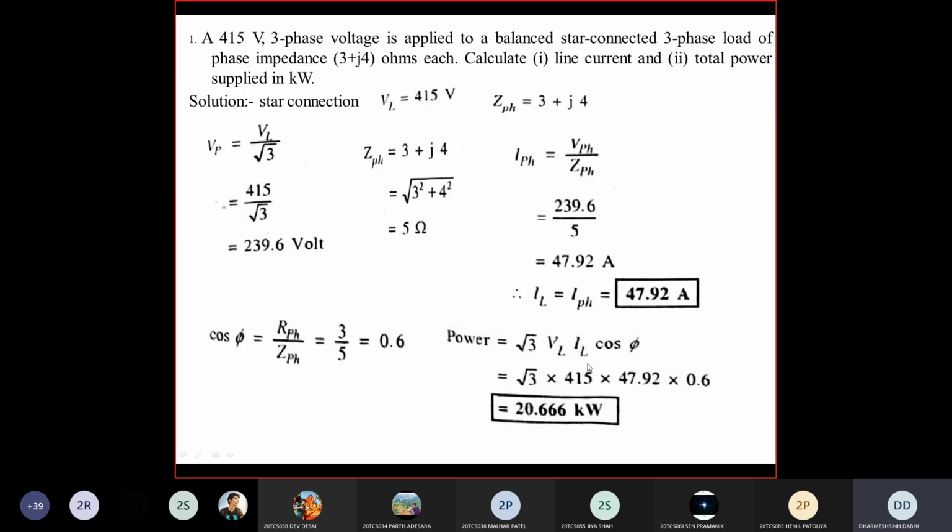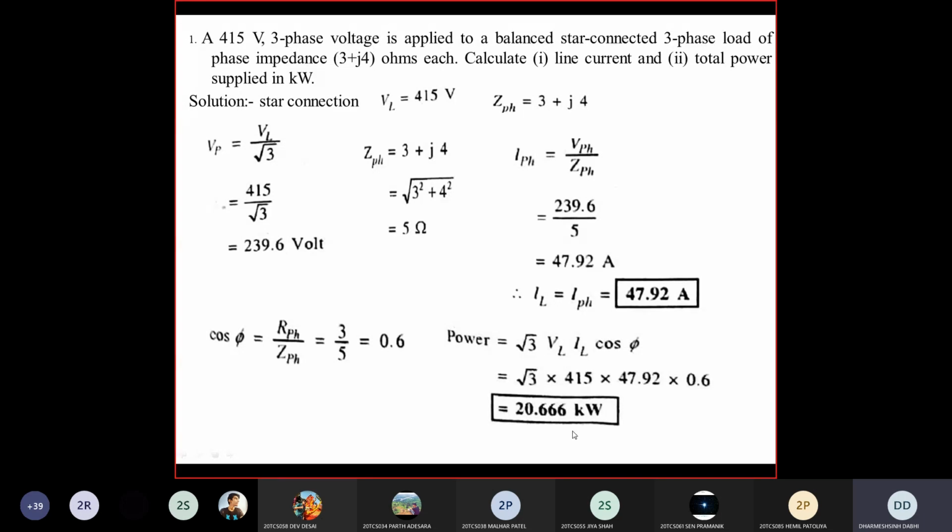Now, what is the power equation? Root 3 VL IL cos phi. VL is 415, IL is 47.92, and the power factor is calculated as 0.6. So the answer is 20.66 kilowatt. Write down this answer. 20.66 kilowatt. All of you get this answer? Yes, sir.